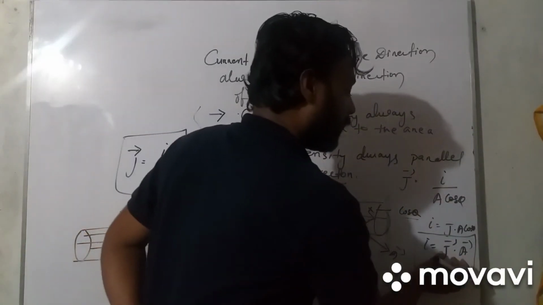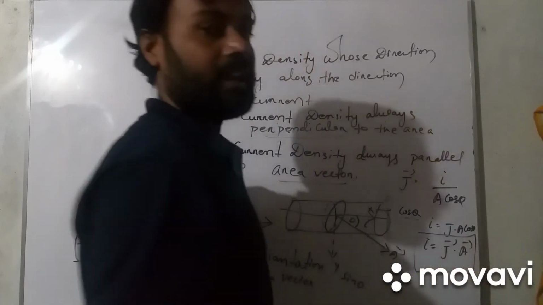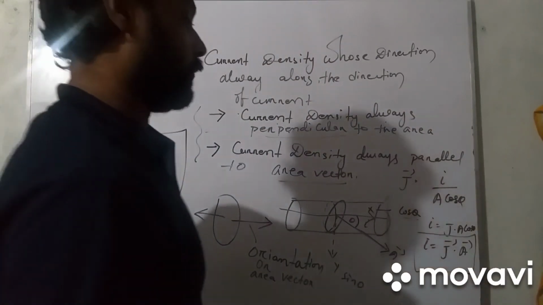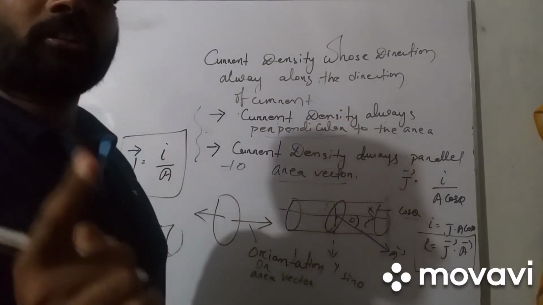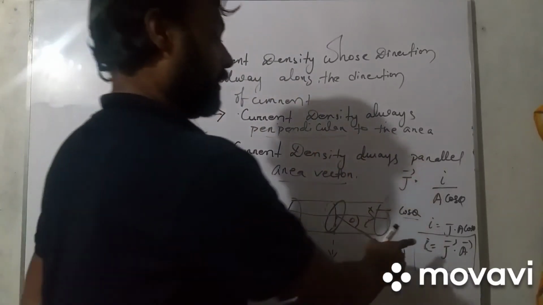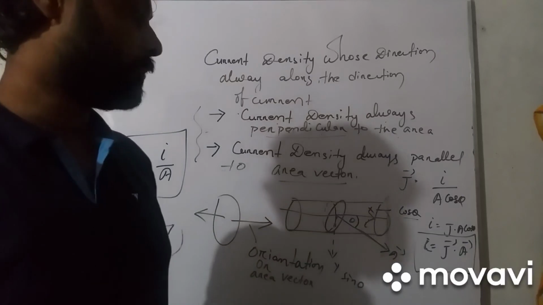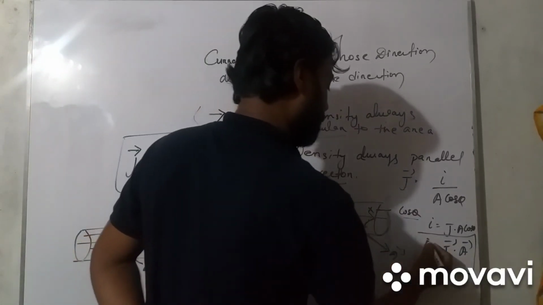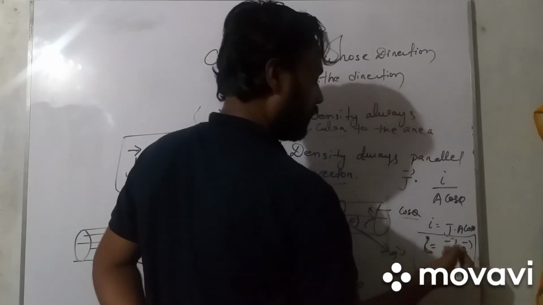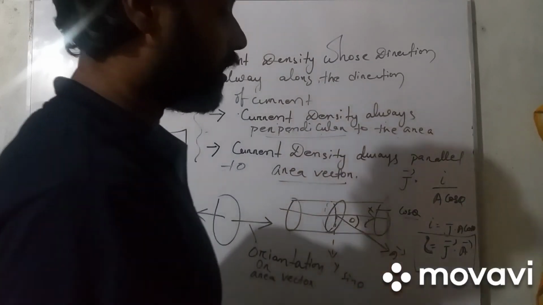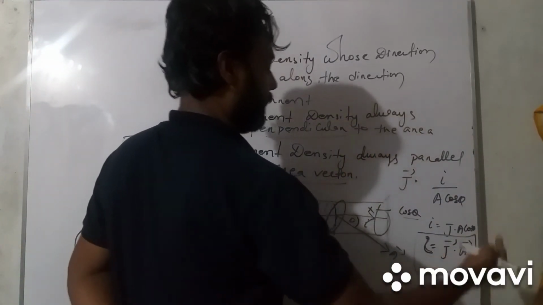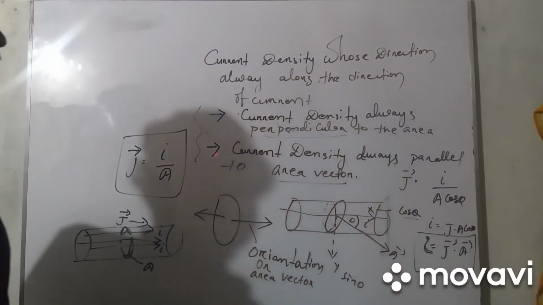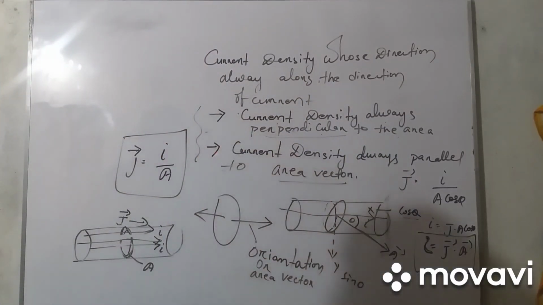So current can be represented as the dot product of two vector quantities, like current density as well as area vector. Current is a scalar quantity, as we know that the dot product of two vectors behaves as a scalar quantity. So that means the current is a scalar quantity because it is the dot product of two vector quantities, known as j vector and A vector. Clear? Please note it.